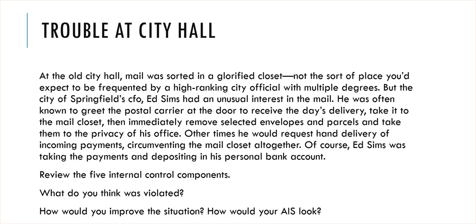Okay, here's a good one. We have Ed Sims. So at Old City Hall, mail was sorted in a glorified closet, not the sort of place you'd expect to be frequented by a high-ranking city official with multiple degrees. Okay, so when I read that to you, you're going to say, well, there's something wrong with doing the mail in a closet. I can tell by that statement that there's something wrong. And this is the approach I want you to use when you have your case in this module. You read it, there's something wrong.